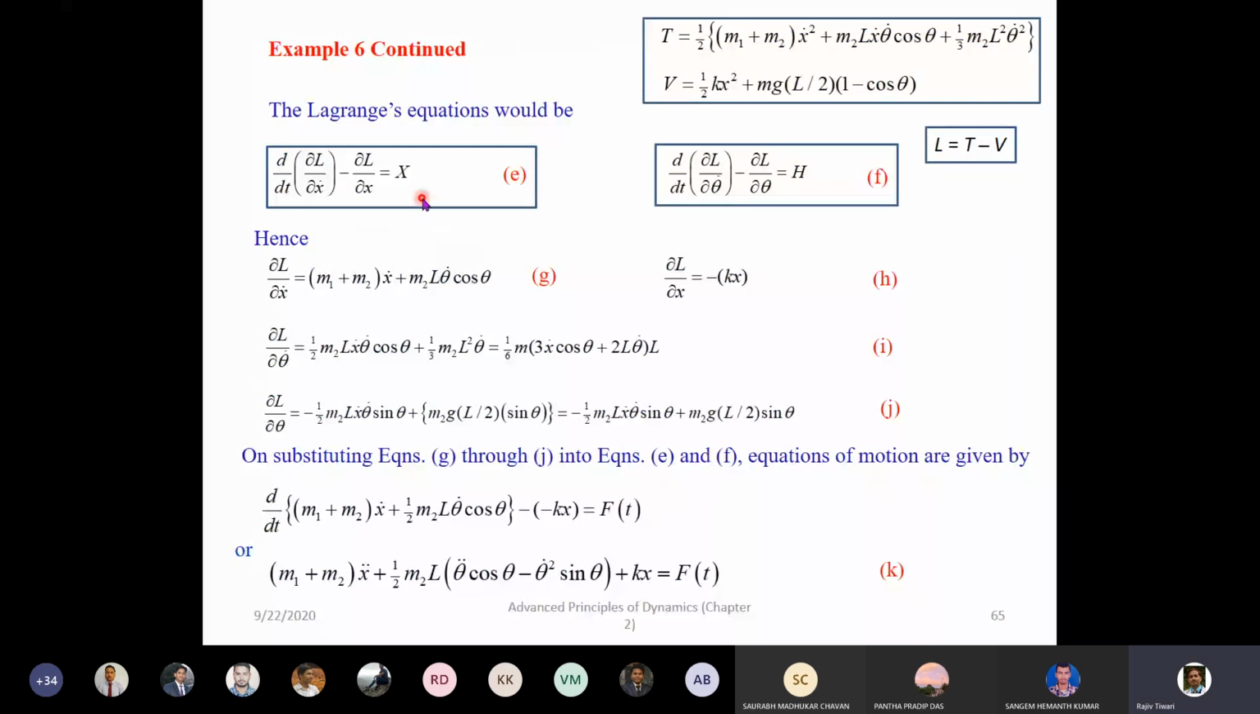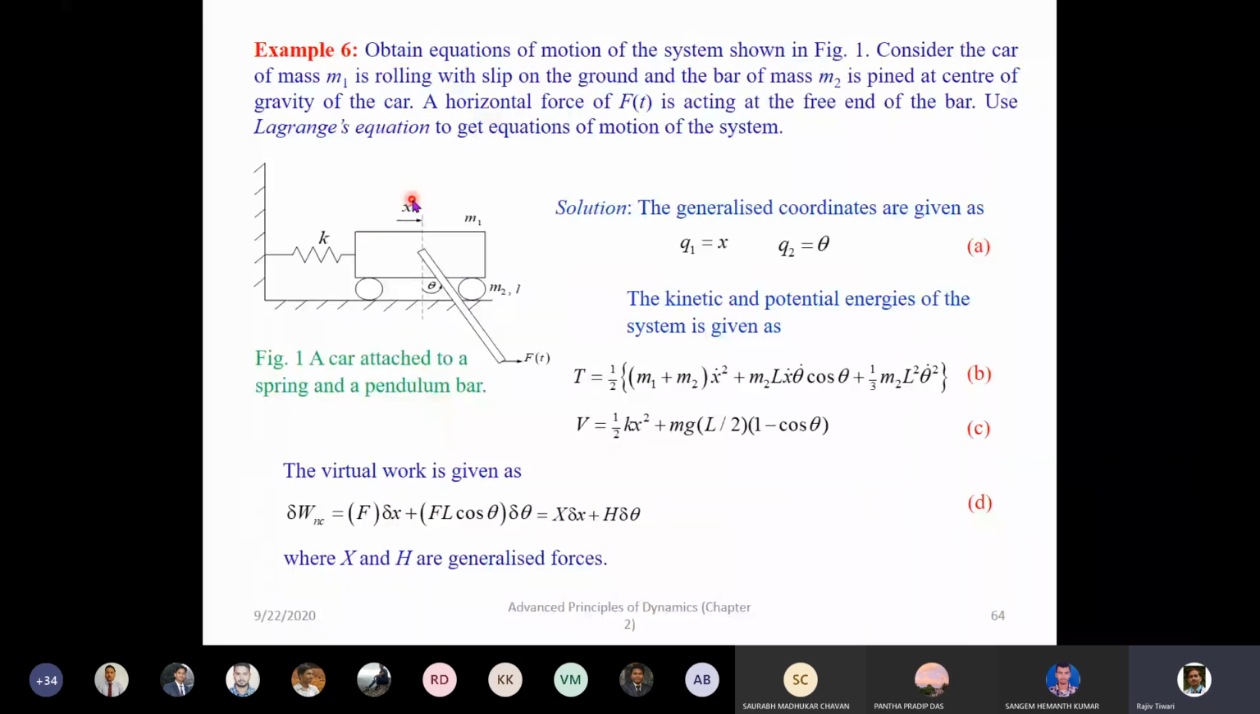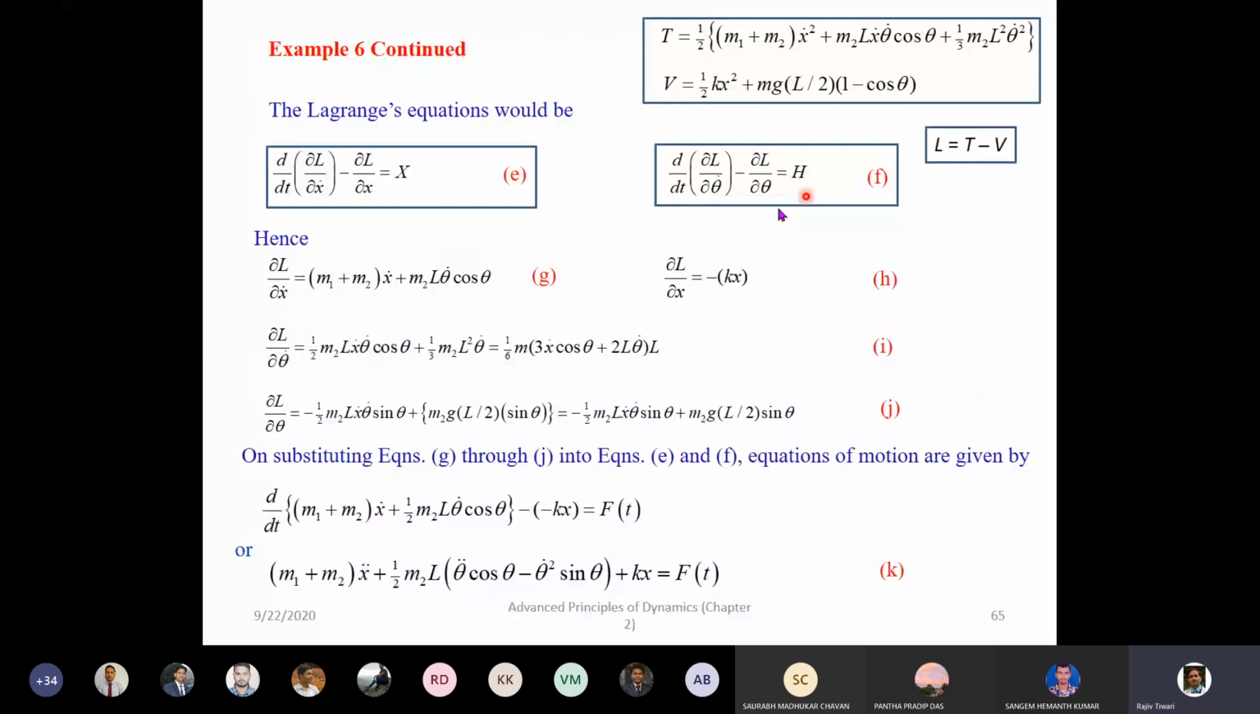Now we'll write the Lagrange's equation for the two generalized coordinates. This is for the x, so we'll replace q1 with x, or small x, and the right side Q_nc, the non-conservative force, I'm writing as capital X because I have defined that here as capital X. Capital X is nothing but F. Similarly, for the generalized coordinate theta, the right side is h, which will be the previous expression. So we have two Lagrange's equations: one in terms of generalized coordinate q1 equal to x, and another with q2 equal to theta.